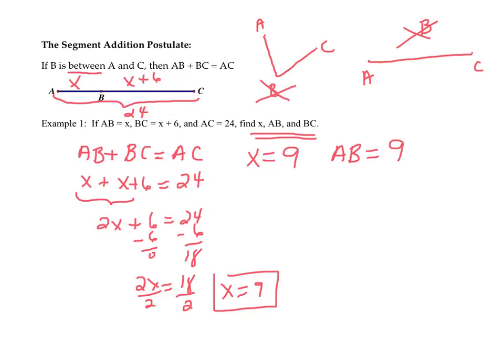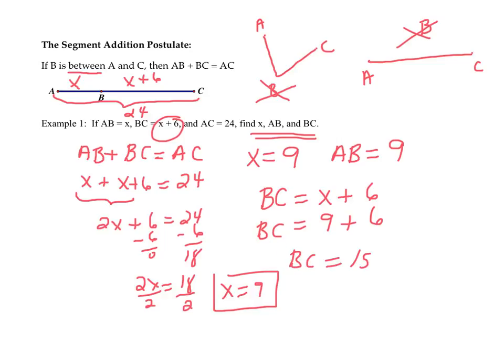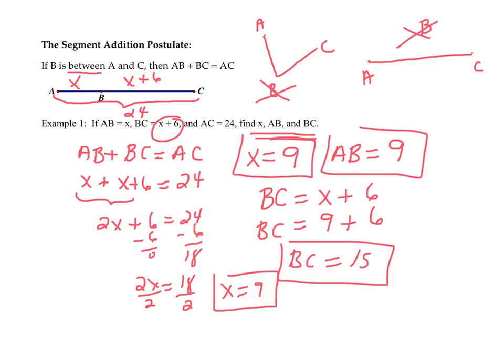There are 2 different ways in which you can solve for the length of BC. You can do it by plugging in 9, where we see x, in this algebraic representation for BC. So BC would be equal to 9 plus 6, or in other words, BC is equal to 15. So we've answered all 3 questions. And of course, you can go back and check our work. Make sure that 9 plus 15 is equal to 24.